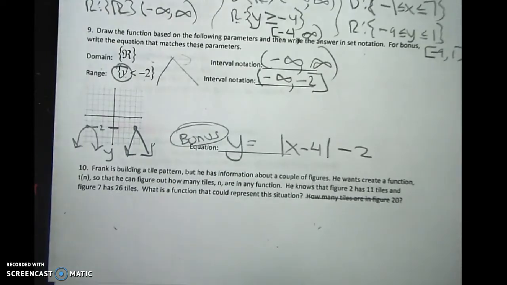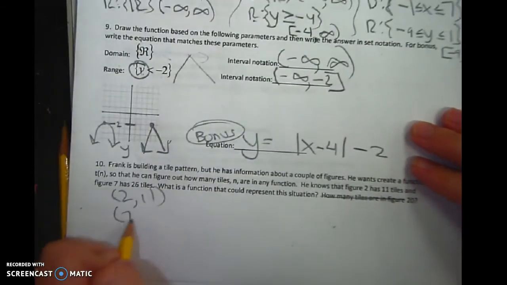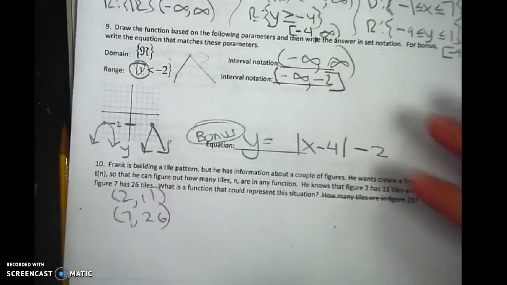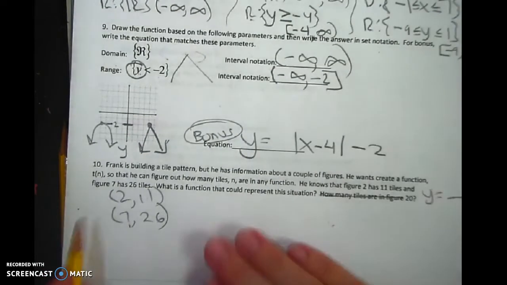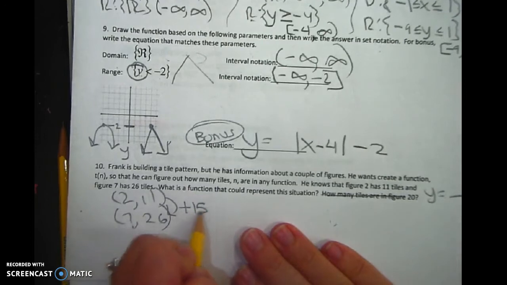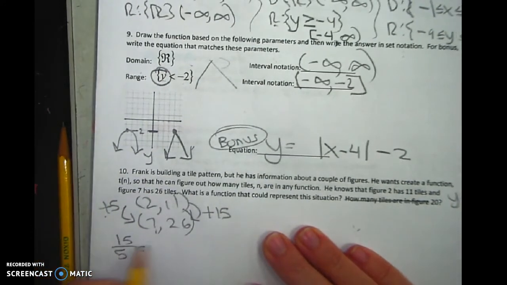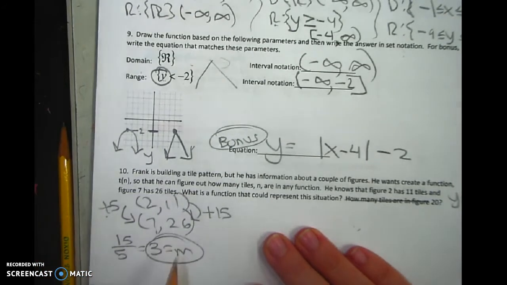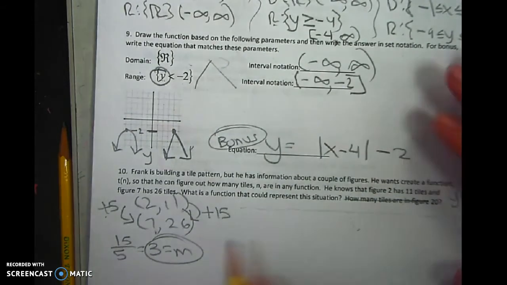All right, last one. Tile patterns. Figure 2 has 11. Figure 7 has 26. I'm going to find my m and my b. Y equals. So I don't know my start right now. I'm too lazy to do a table, but I see the pattern here is plus 15, and the pattern here is plus 5. 15 over 5 equals 3. So I got my m. You could do a table where you could go 0, 1, 2, 3, 4, 5, 6, 7, and then figure it out from there, but it's just not easy for me.